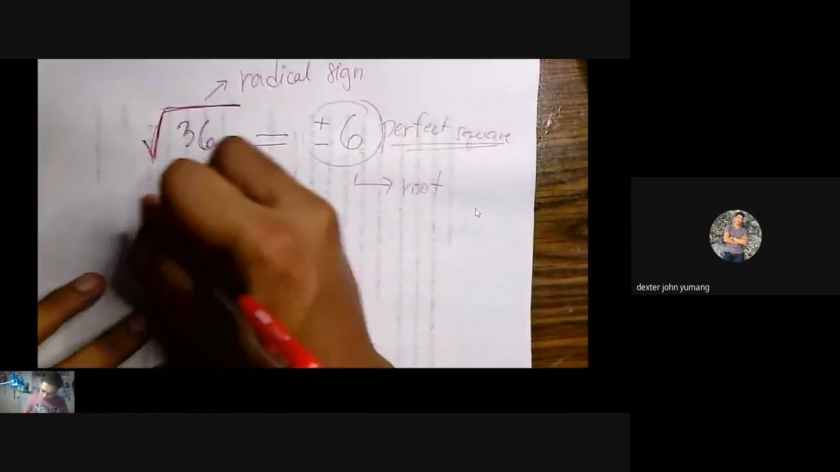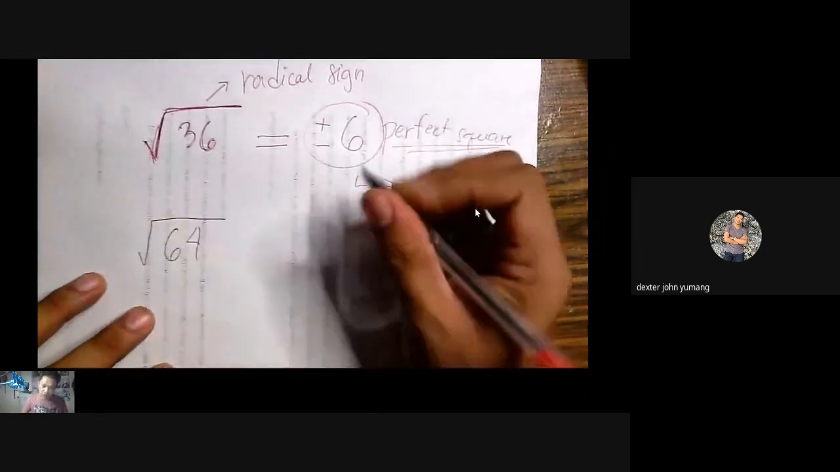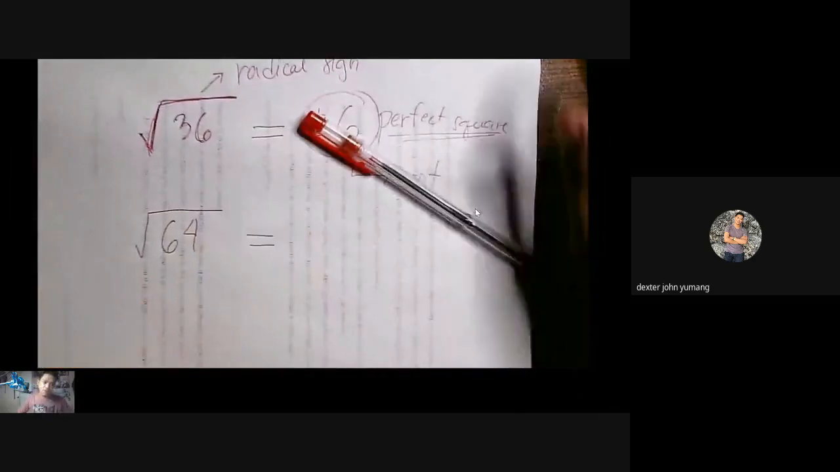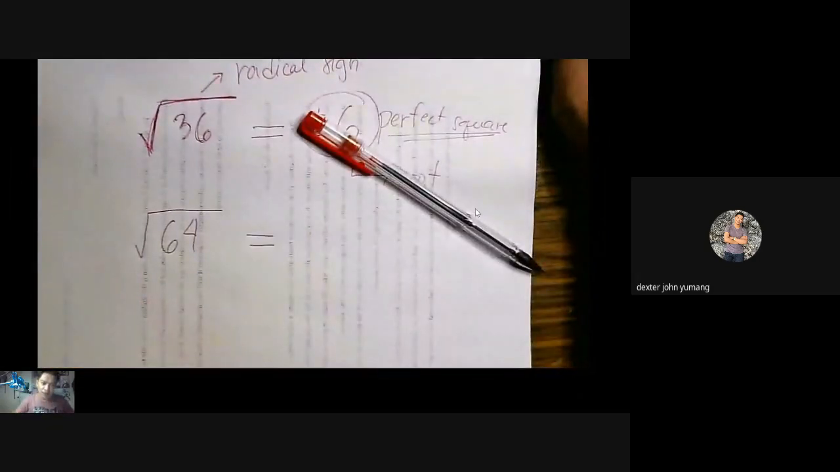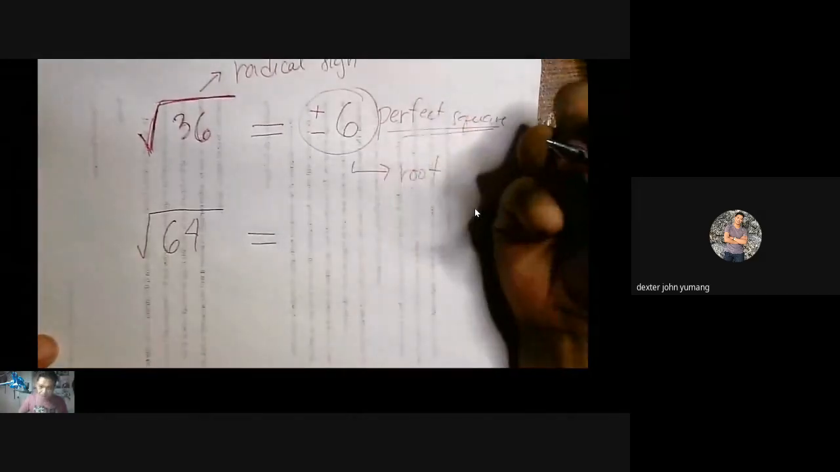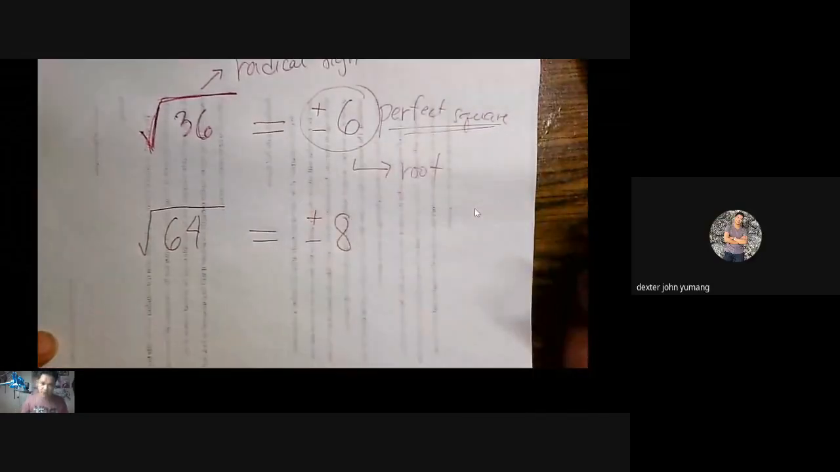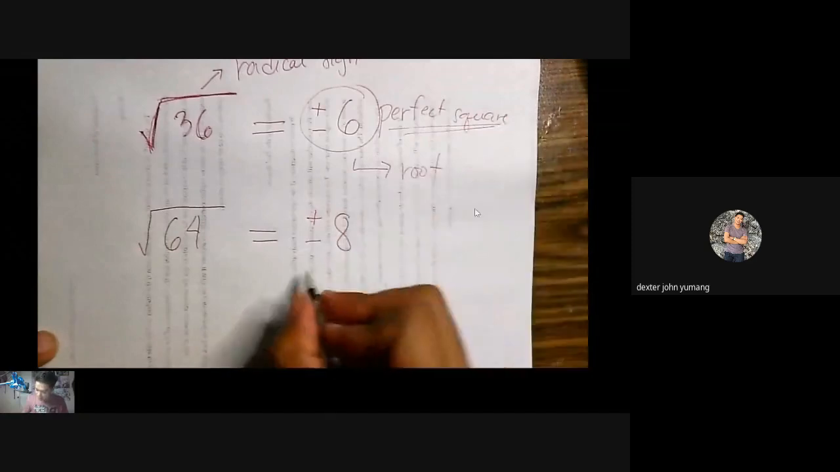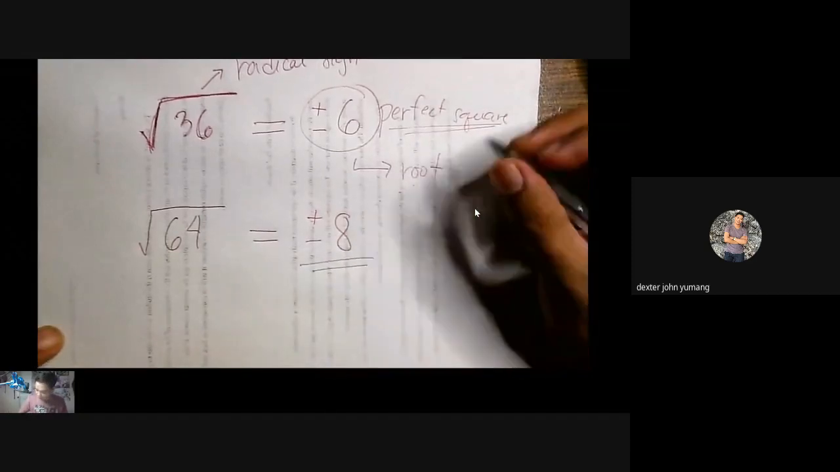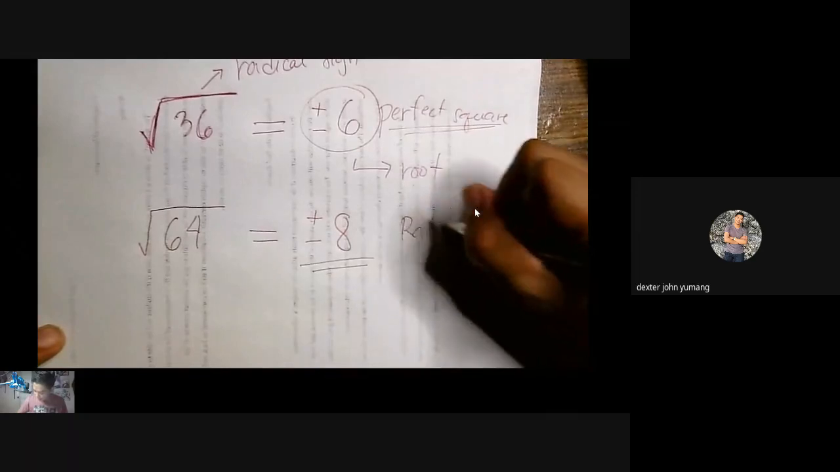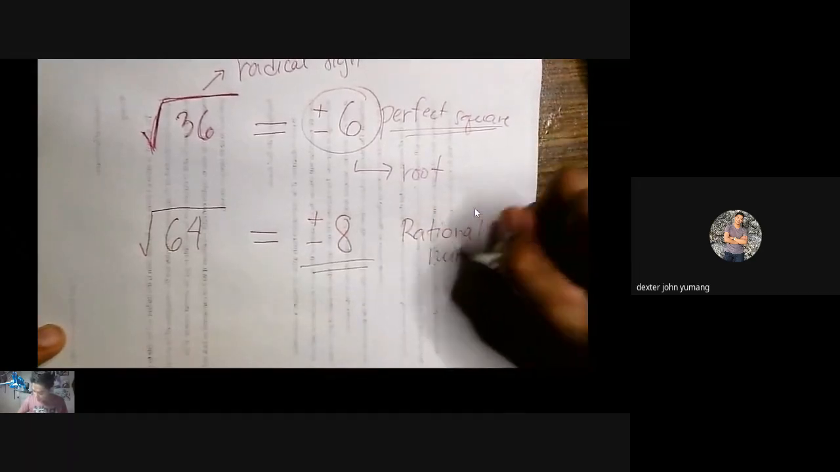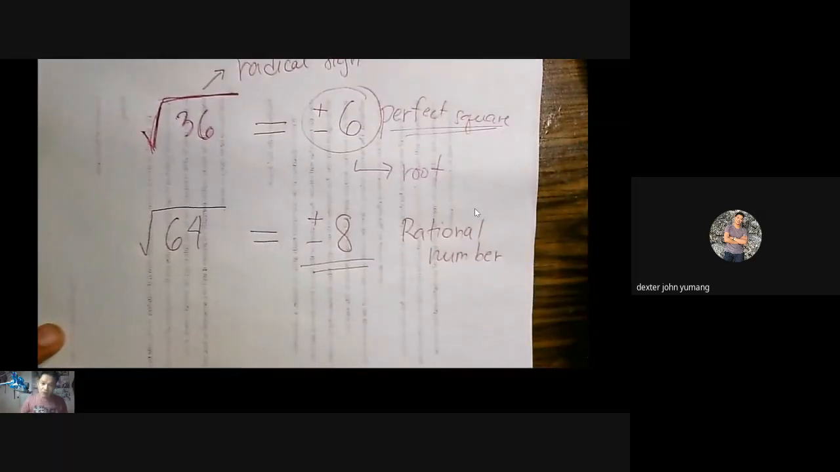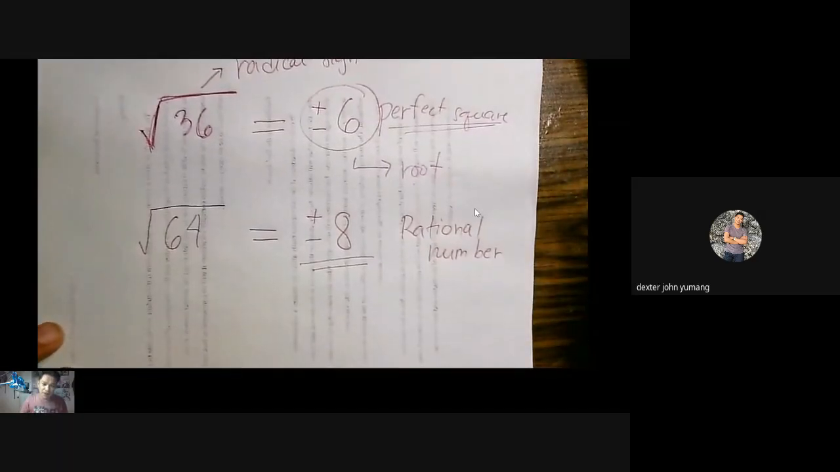Next. What about this one? Square root of 64. So, sa multiplication table, ano po ang imultiply natin para makuha si 64? 8. Very good. So, what do you think is the answer? Plus minus 8. Ganun po. So, again, kapag buo po siya, tawag po dito is rational number. Kapag hindi naman po buo, like 8.5, 8.6, ang tawag po sa kanya, irrational.